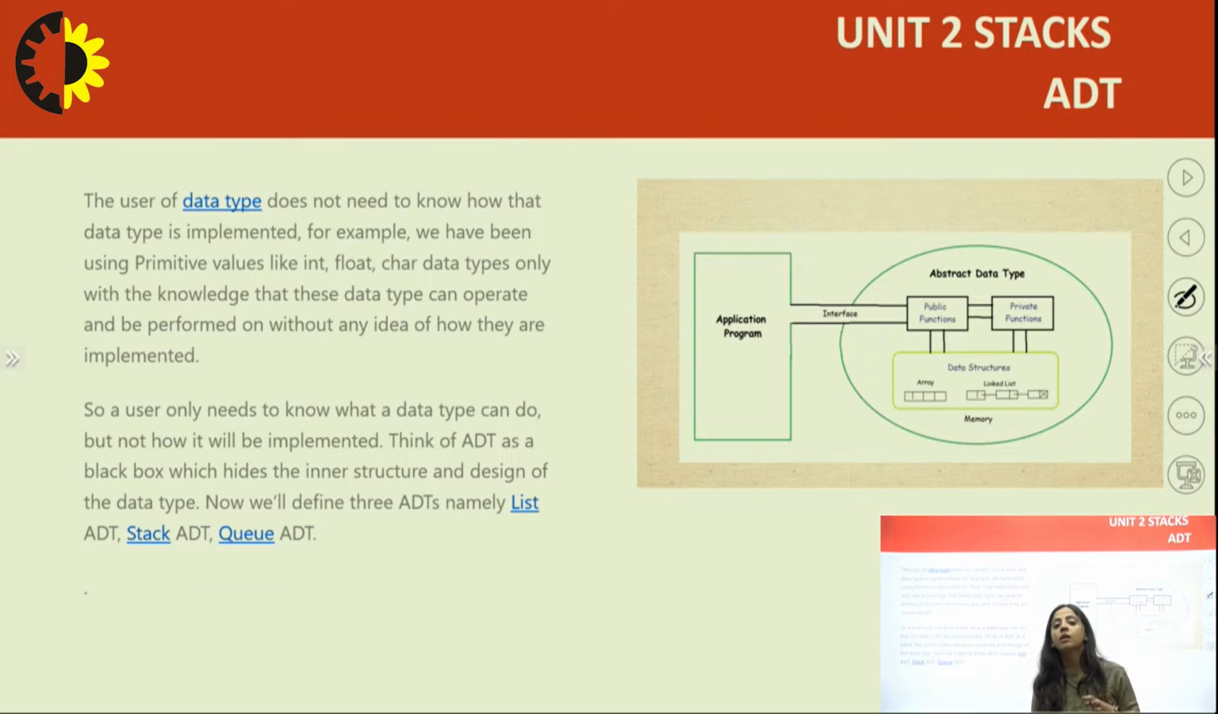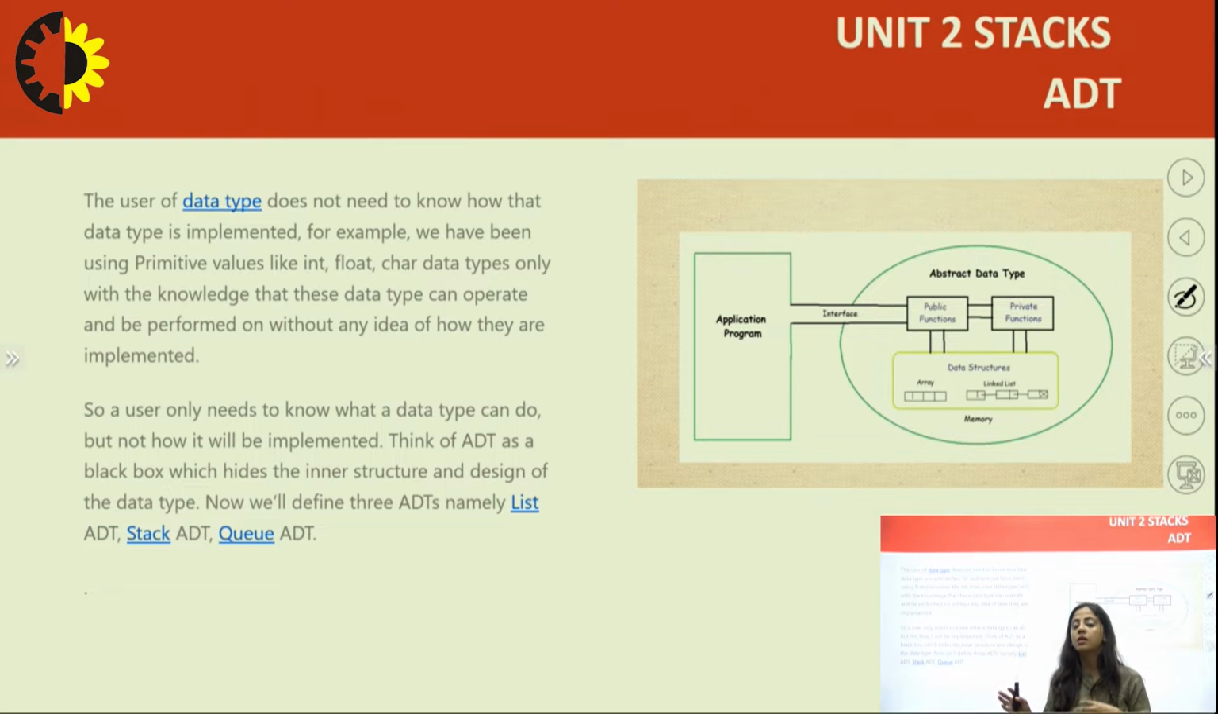For example, we only know the primitive values like int, float, char, but we don't have any knowledge regarding how these data types are operated or how they are implemented. Now I'm going to give you an example. What is an abstract data type?